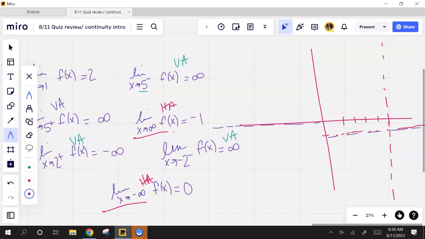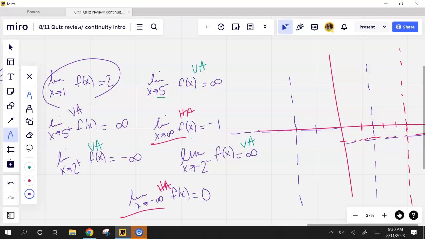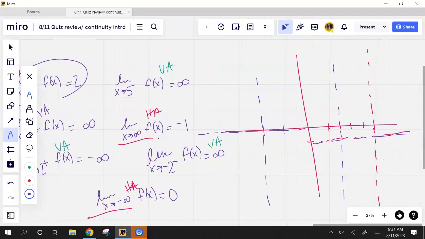Another vertical asymptote at 2. What else do I have? Is that it? Did I get everything? And negative 2, right? The only other thing I have right now is that as x approaches 1, it's 2 from both sides. I'm thinking that that's just a defined point here, but it could be an open one. I'm going to leave it open right now.